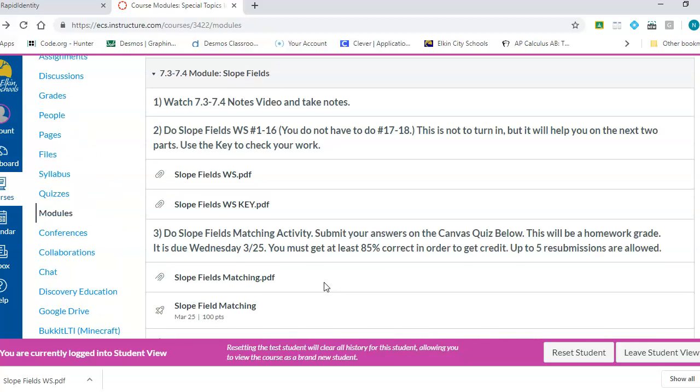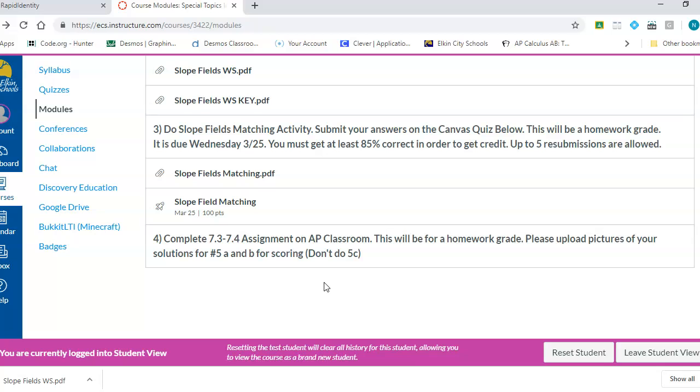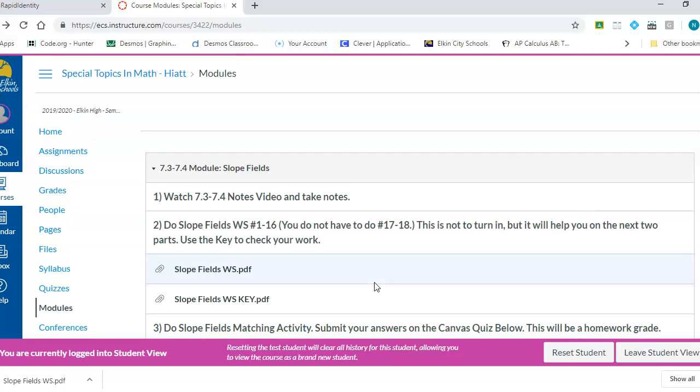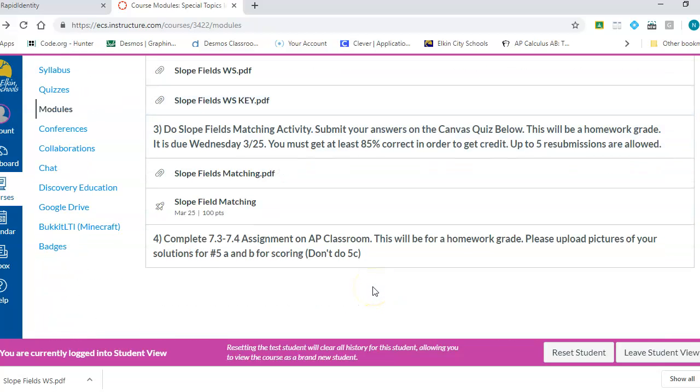So those are your assignments. I need to add right here. All of this is going to be due by midnight on Wednesday. So please have that done by then. These will be for homework grades, and if you have any questions, just let me know.